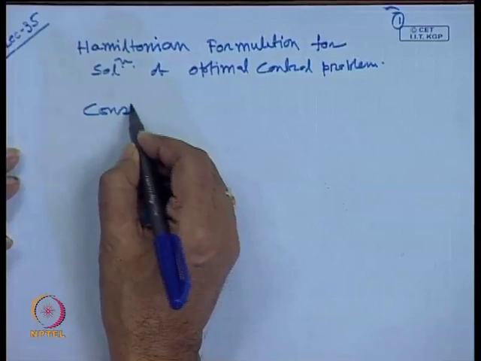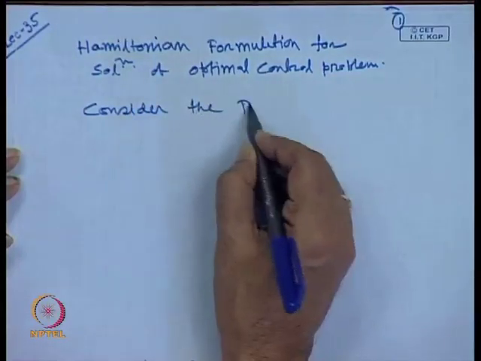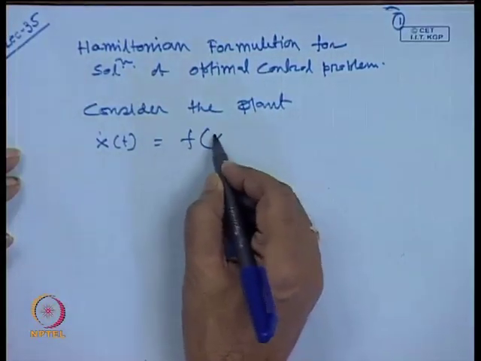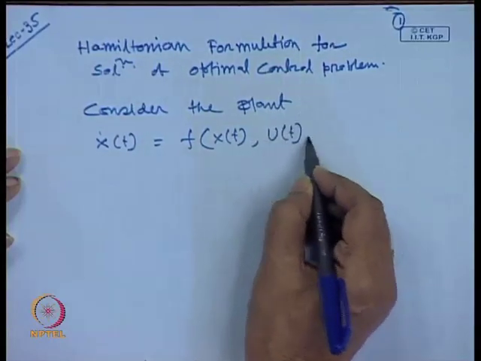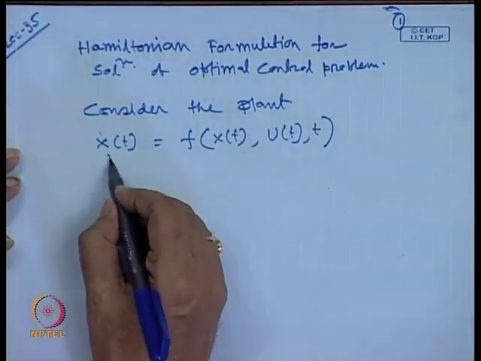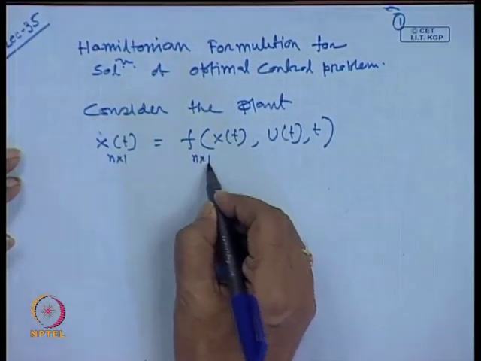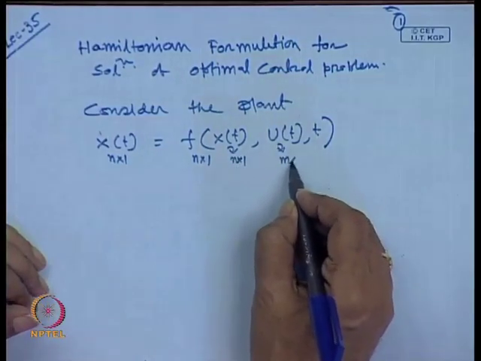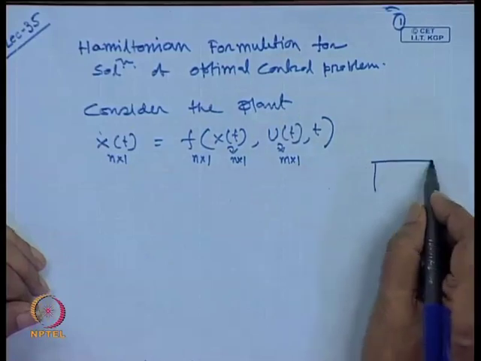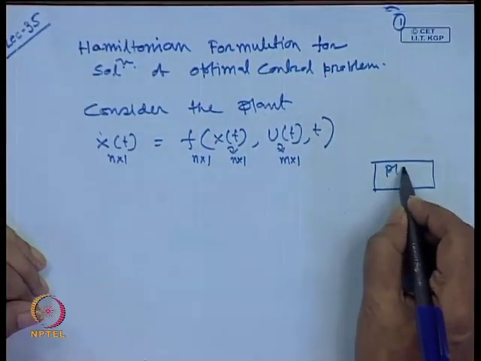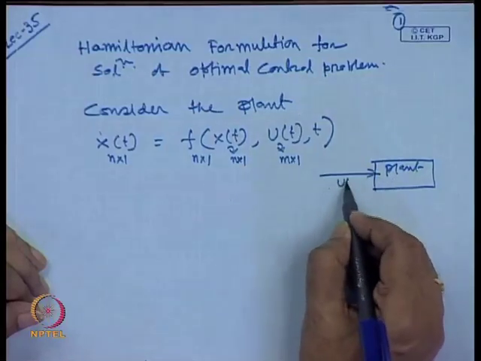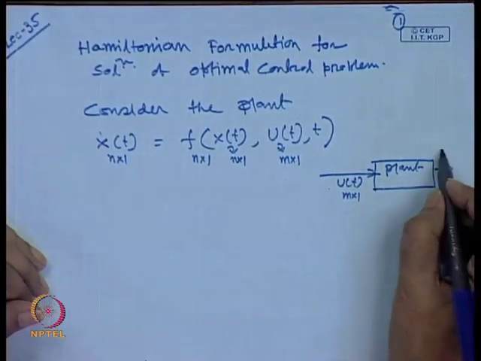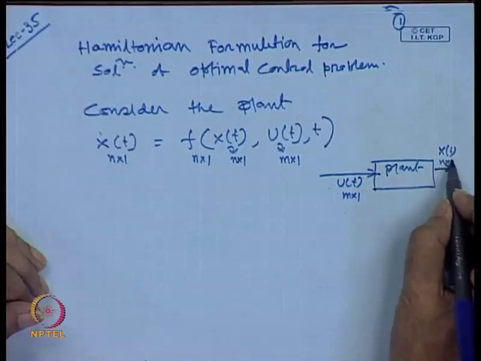Consider the plant or system x dot is equal to f of x of t, u of t and t, and this dimension is n cross 1. The number of states is n cross 1, and the number of inputs to the plant is m cross 1. You can think of it, we have a plant or system, input is u of t whose dimension is m cross 1, and the output is the state x of t whose dimension is n cross 1.